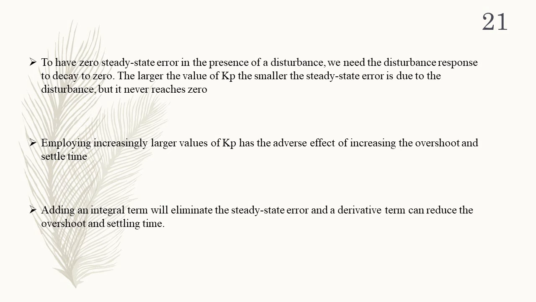To have zero steady state error in the presence of a disturbance, we need the disturbance response to decay to zero. The larger the value of Kp, the smaller the steady state error, but it never reaches zero. Also, increasing Kp has the adverse effect of increasing the overshoot and settling time. So adding an integral term will eliminate the steady state error, and a derivative term can reduce the overshoot and settling time.